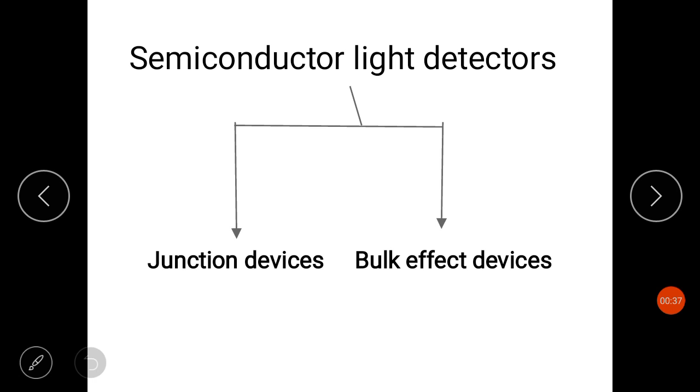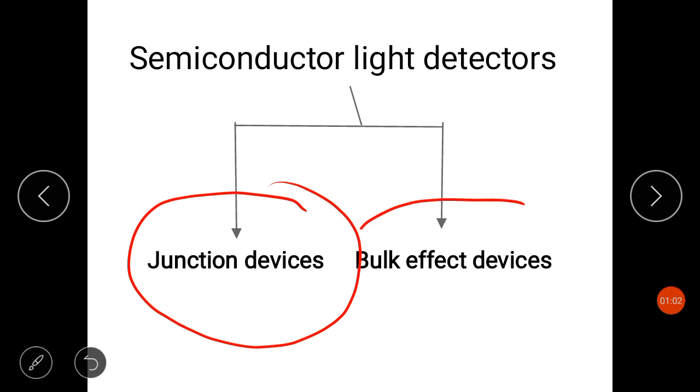This photoconductive cell is a semiconductor light detector, or you can say semiconductor optical detector, because this type of detector is made up of semiconductor material. In general, semiconductor light detectors can be divided into two major categories: junction devices and bulk effect devices. So what are junction devices?